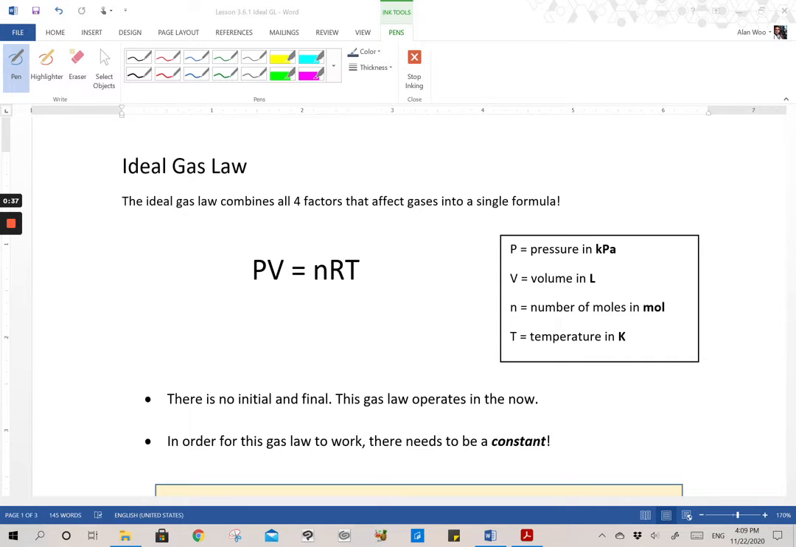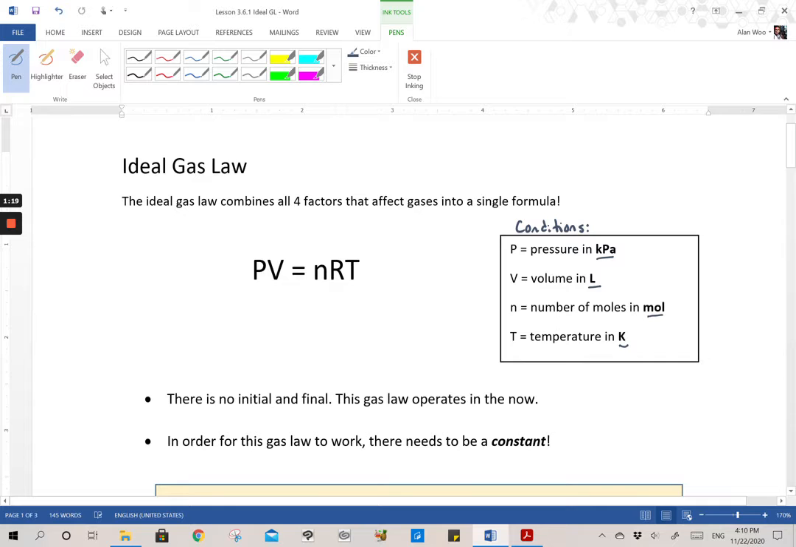So we do have a couple of conditions that are located in this box here. Just like your other gas laws, these conditions apply to the units that pressure, volume, moles, and temperature are measured in. For pressure, P, you have to use units of kilopascals. For volume, it has to be in liters. For moles, it's just in moles. And for temperature, the unit has to be in degrees Kelvin.